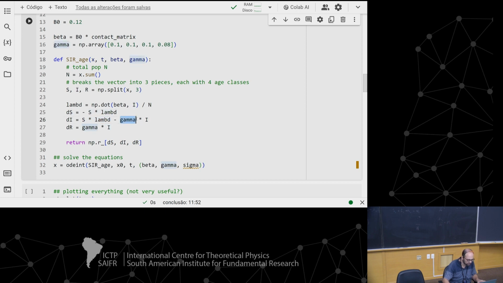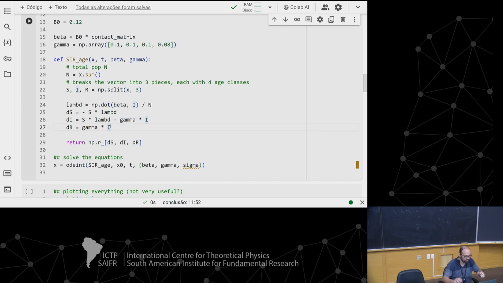Again, this is a vector that has 4 elements, and this is another vector that has 4 elements. The multiplication just multiplies element by element, and I get back a vector with the derivatives of I. And finally, the derivative of R is just gamma times I. Again, these are vectors.